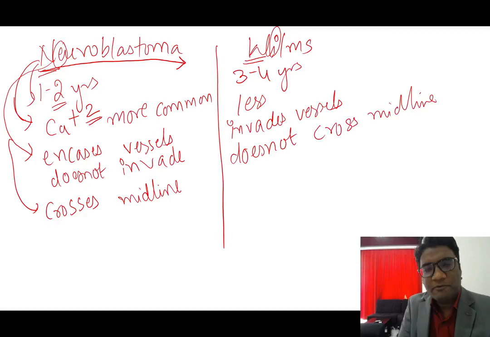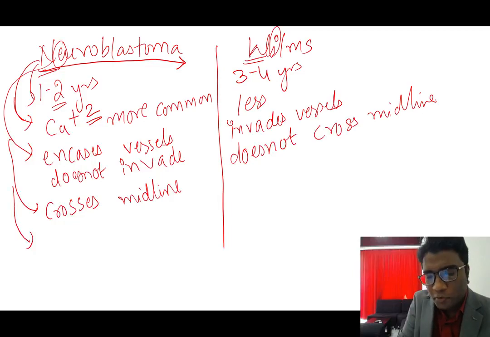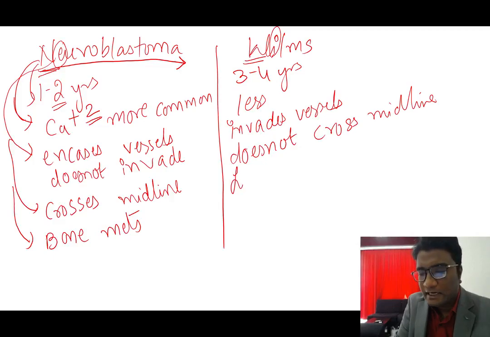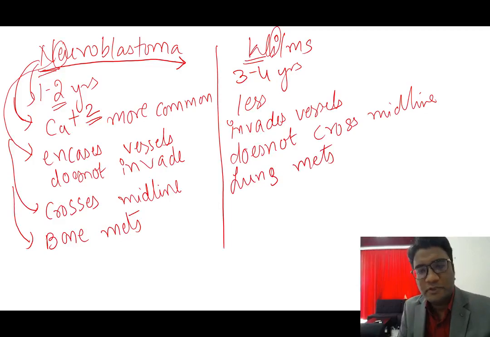And what is the type of metastasis produced by neuroblastoma? Neuroblastoma produces bone metastasis, right? So bone mets are produced. Multiple punched out lytic lesions in a child in the infant age group is what? Neuroblastoma. Whereas Wilms tumor produces lung metastasis. So lung mets is Wilms tumor. Bone mets is what? Neuroblastoma. I hope you are clear with this differentiation, right? Let's move to the next one.